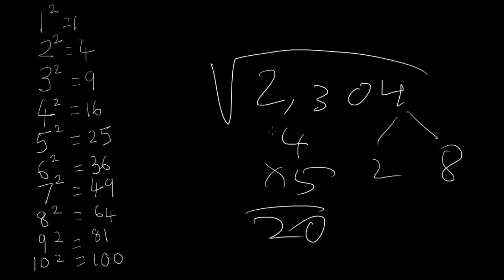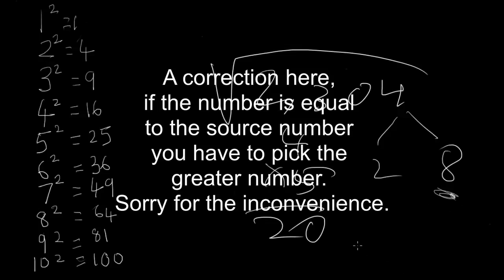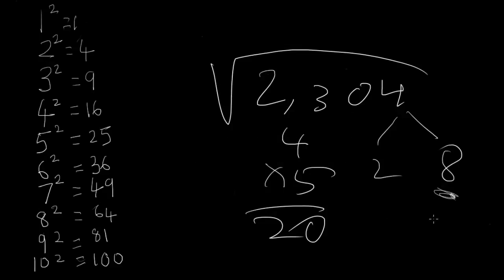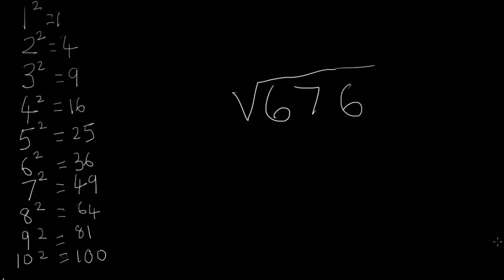If the number is less than the source number, in this case 23, we will take the bigger number. If the number is greater or equal to the source number, we need to take the lesser number. So in this case, we are going to take 8, since 20 is less than 23. So our answer is 48. The square root of 2304 is 48.